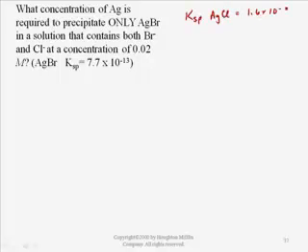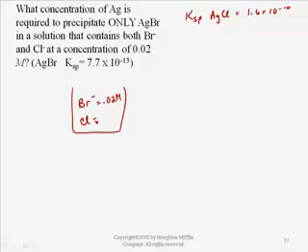The Ksp for silver chloride, it's from before. May need that. All right, let's see what we need. We have 0.02 molar chloride and 0.02 molar bromide. Okay, and I'm going to add some silver to that. I want to know what concentration I need to add so that I precipitate just the silver bromide and not the chloride. So let's take a look.